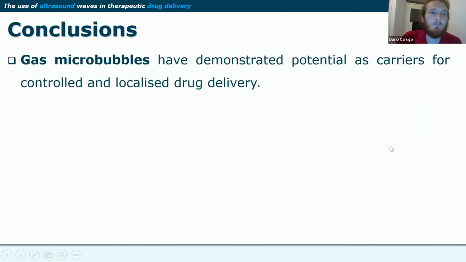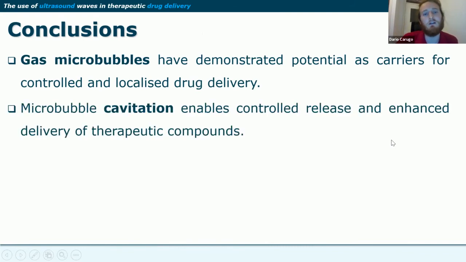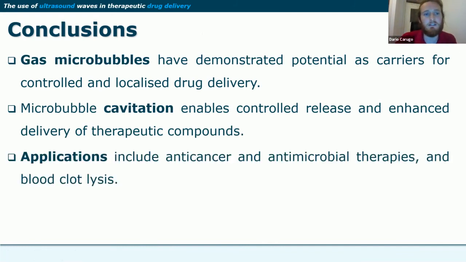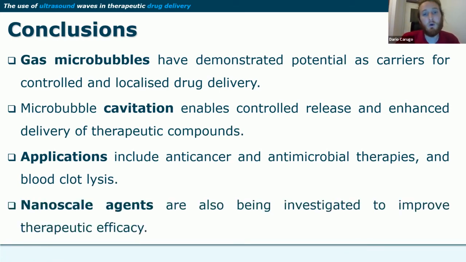So just to conclude, I've shown that microbubbles, so gas microbubbles, have potential as carriers for controlled and localized delivery of drugs into the body, that cavitation of microbubbles is a way of controlling the release, also enhancing delivery of drugs within a target tissue. We've looked through different applications of this therapeutic approach, including anti-cancer and antimicrobial therapies, as well as blood clot lysis. And also, we have briefly looked at nanoscale agents as an alternative to microbubbles to improve their ability to penetrate within a tissue and deliver drugs more effectively.